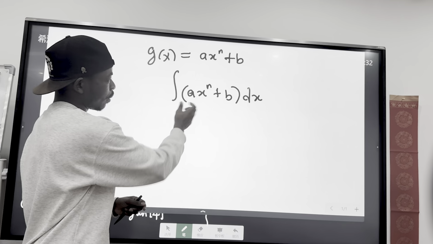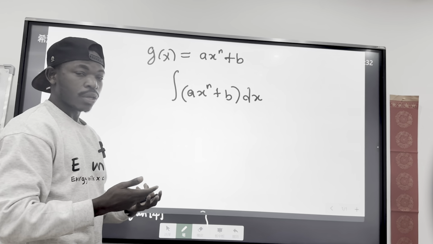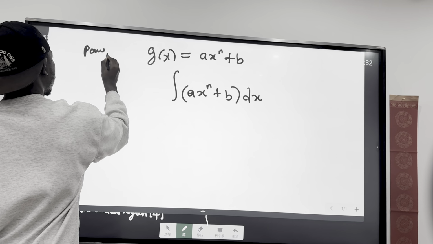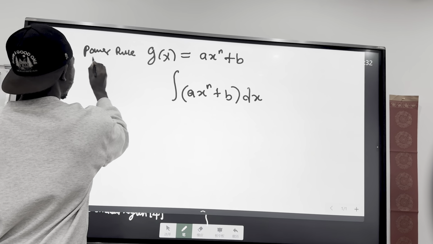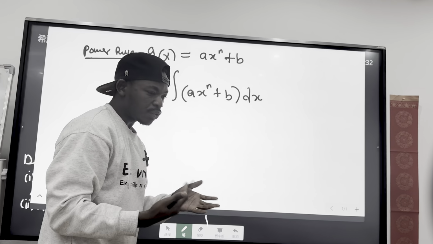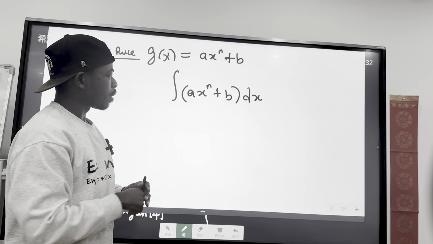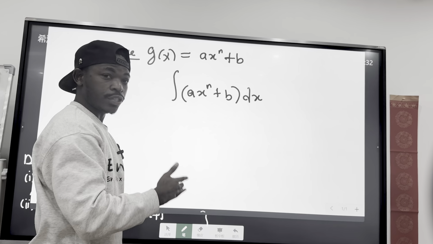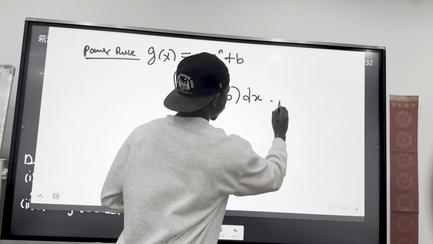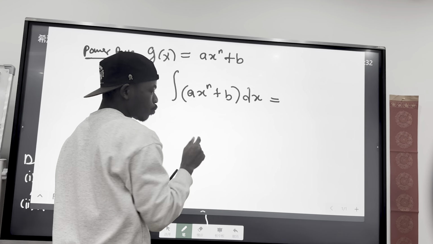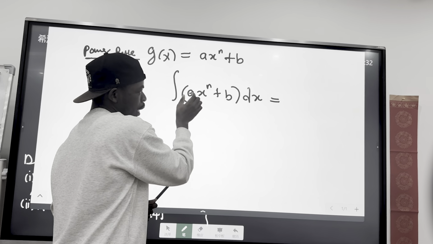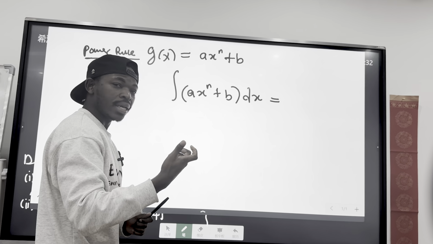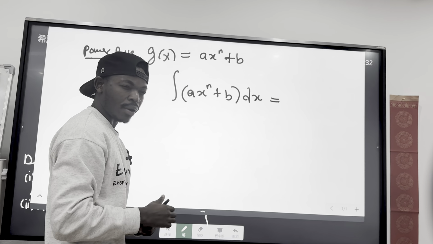Now, how do you integrate this function? We're going to use something called the power rule. According to this rule, if we want to integrate a function which has this form, this is what I want you to always do. You increase the power by 1, then you divide by the new power.